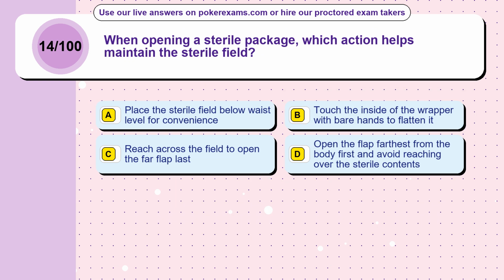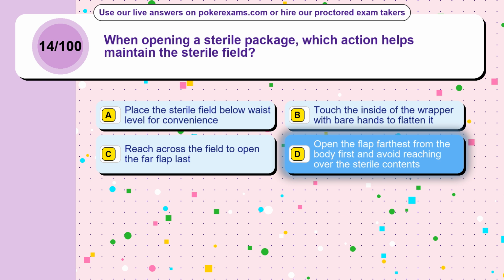Question 14. When opening a sterile package, which action helps maintain the sterile field? Option A. Place the sterile field below waist level for convenience. Option B. Touch the inside of the wrapper with bare hands to flatten it. Option C. Reach across the field to open the far flap last. Option D. Open the flap farthest from the body first and avoid reaching over the sterile contents. The correct answer is option D. Open the flap farthest from the body first and avoid reaching over the sterile contents.